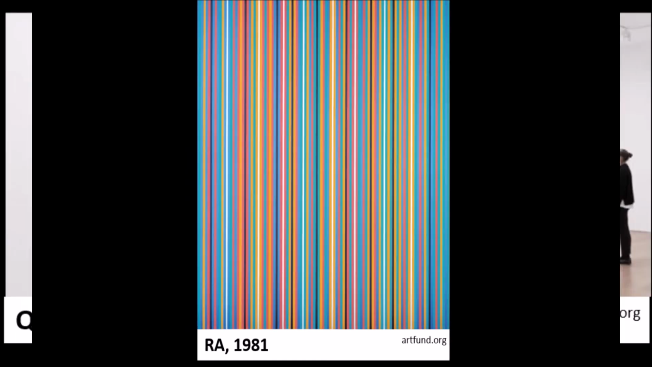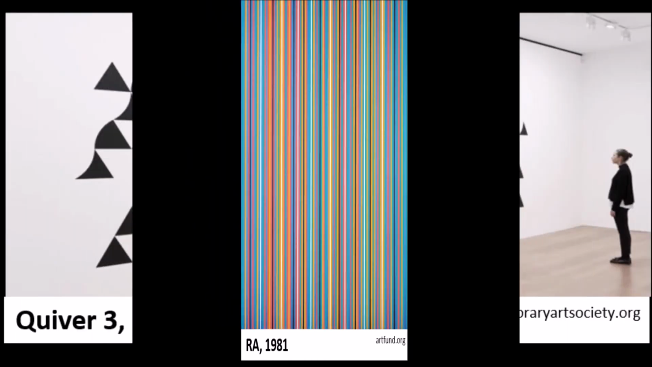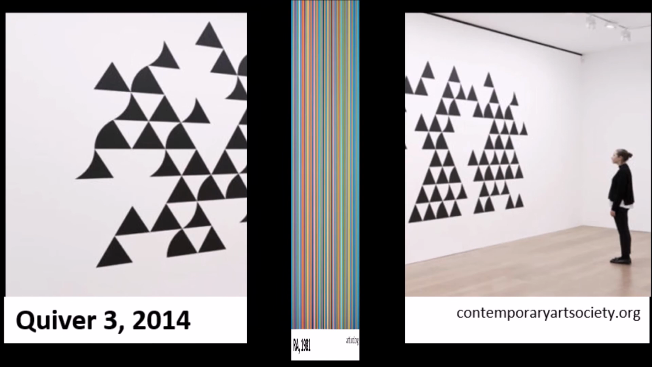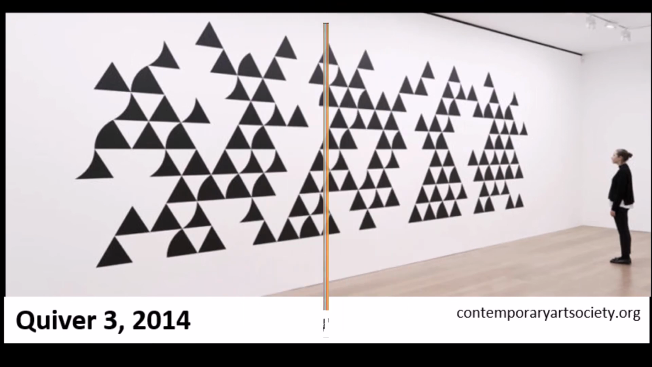In the last few years, she has again been working in black and white, as you see in the artwork called Quiver. In the 1960s, her black and white artworks were relatively small. Now they cover entire walls, making you feel like you are in the space with the art.